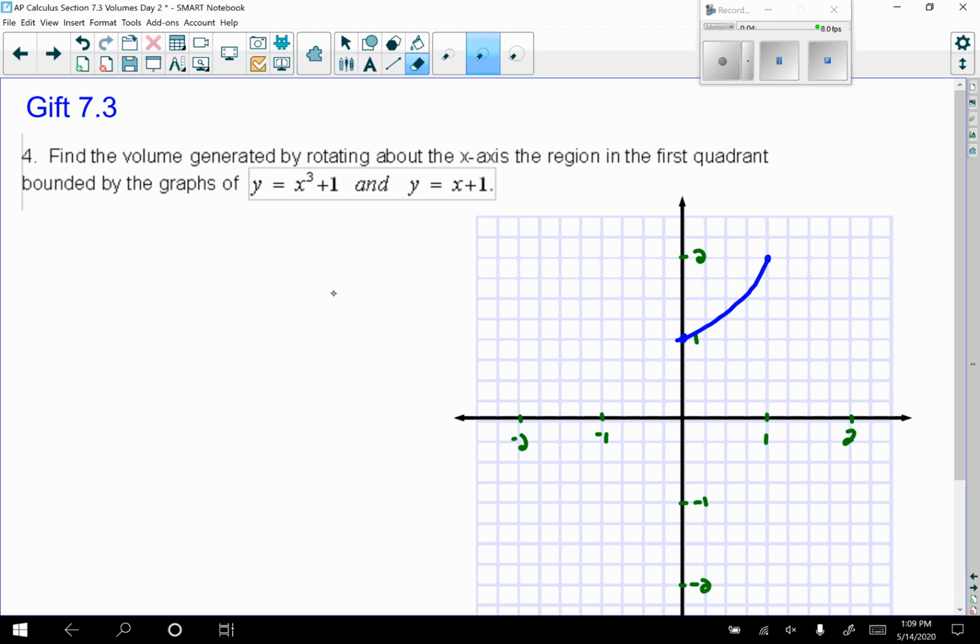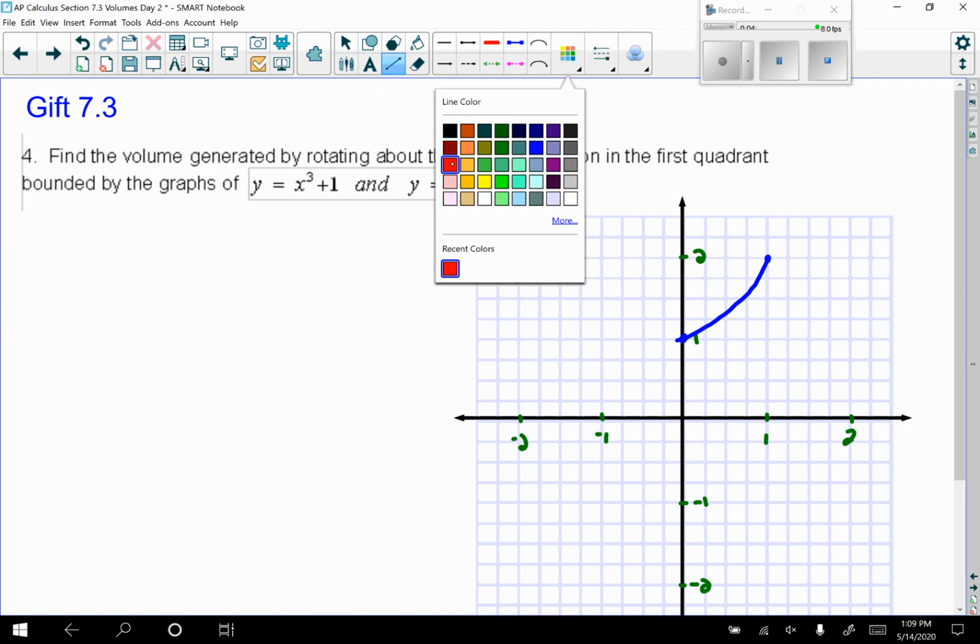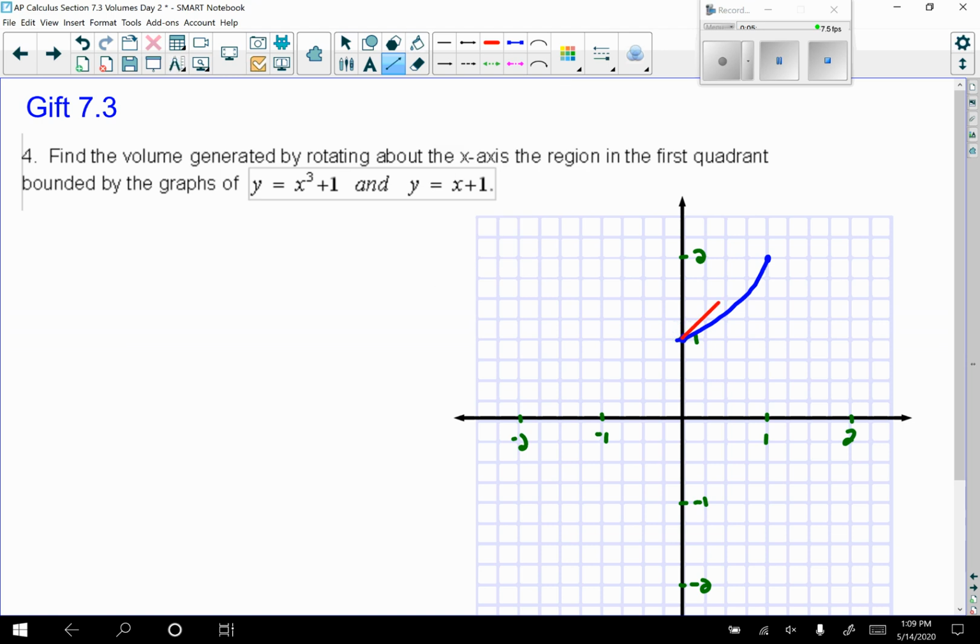And then y equals x plus 1 is just going to be a line. So they intersect when x is 0 and when x is 1. But I just want to draw this here as well. So this is a little slice that we're looking at. And this little shaded region right here is what we're going to revolve. So notice now the shaded regions don't go all the way down to the x-axis.